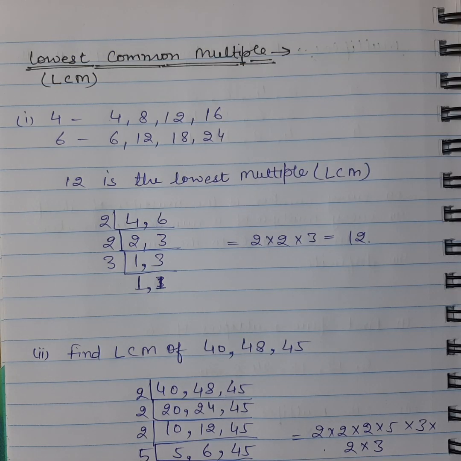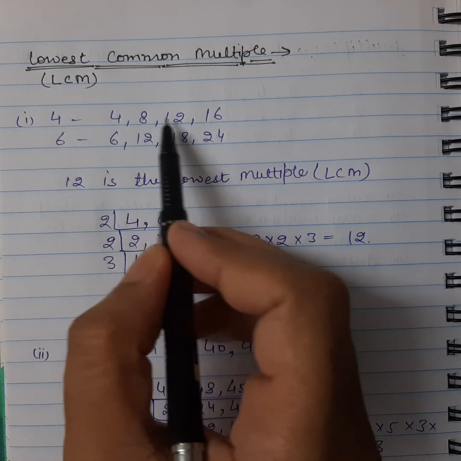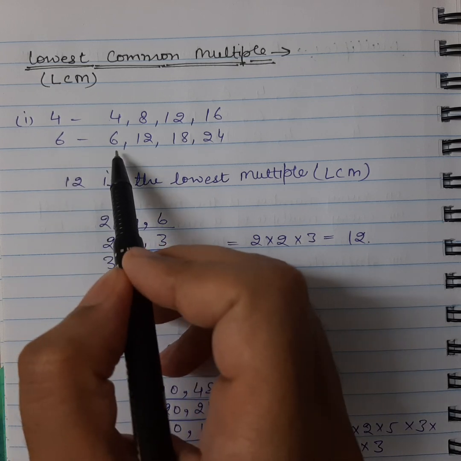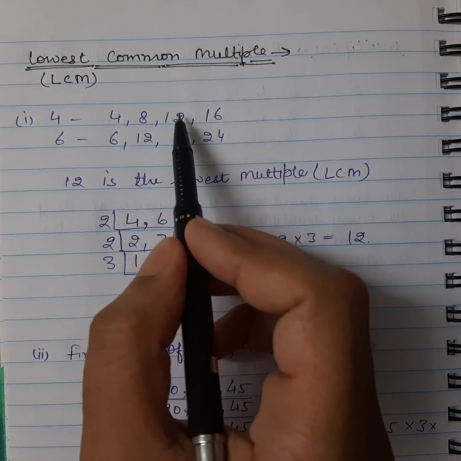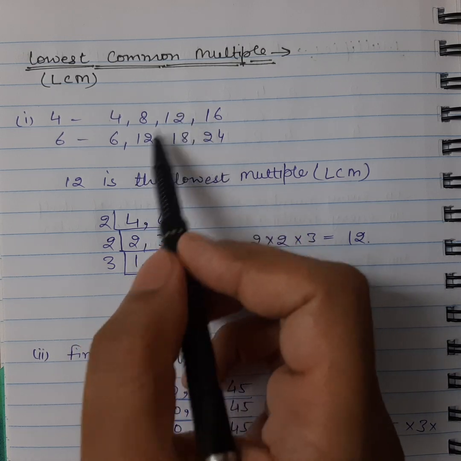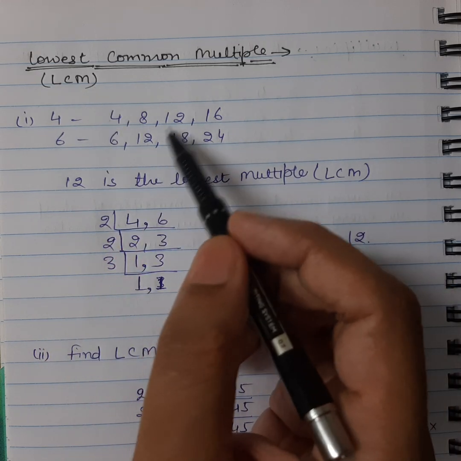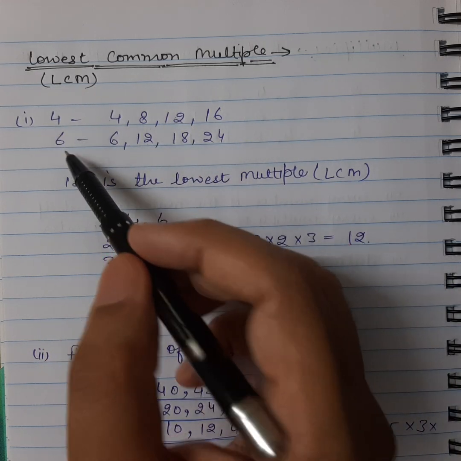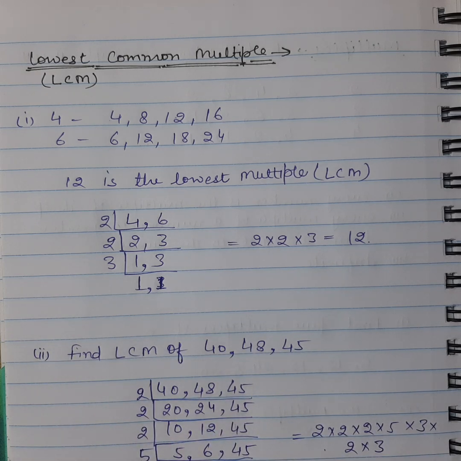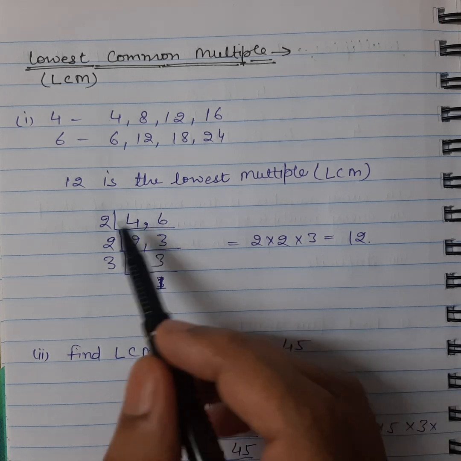Let's understand the lowest common multiple with the help of a few other examples. Let's find the common multiple of 4 and 6: 4, 8, 12, 16 and 6, 12, 18, 24. As we discussed earlier, 12 is the lowest common multiple, and we call it LCM as well, of 4 and 6. We have another way to find the lowest common multiple, through a table.